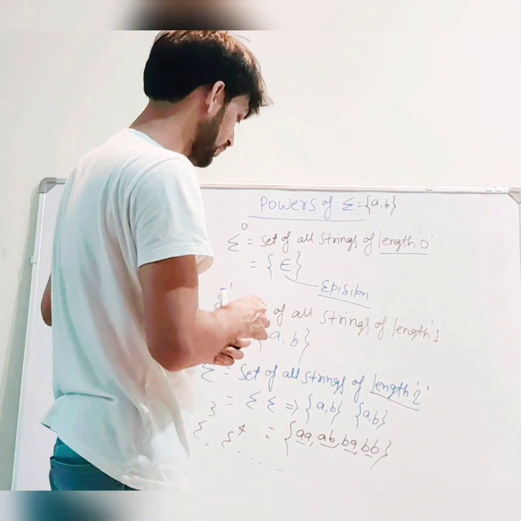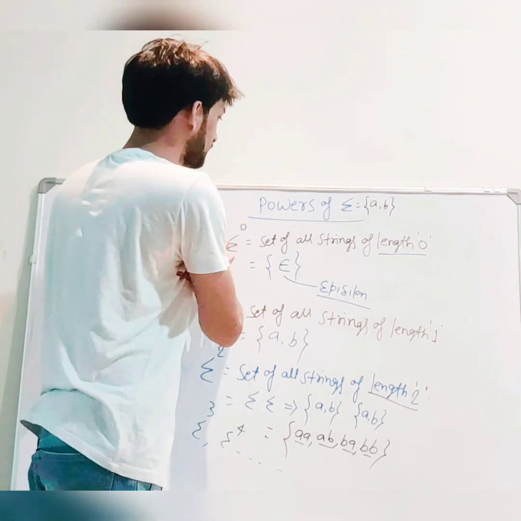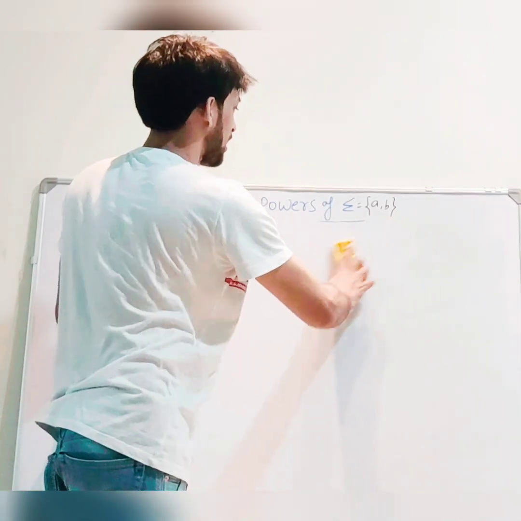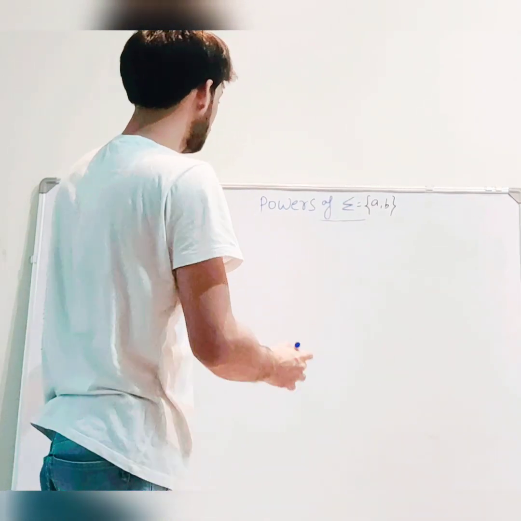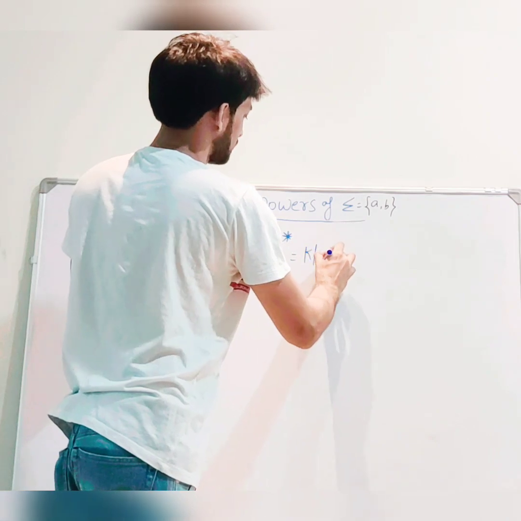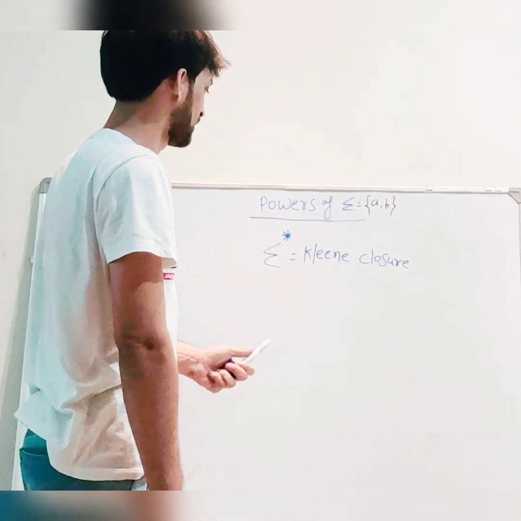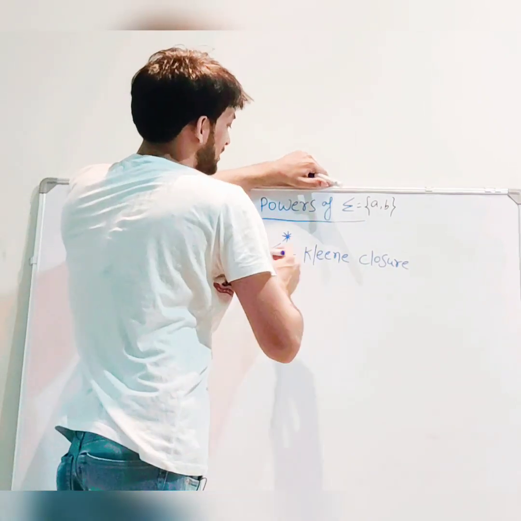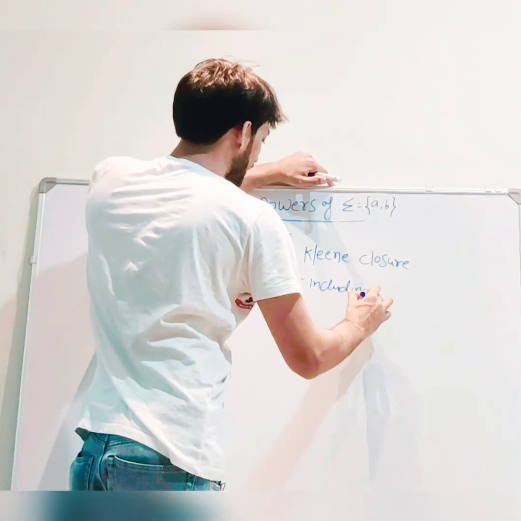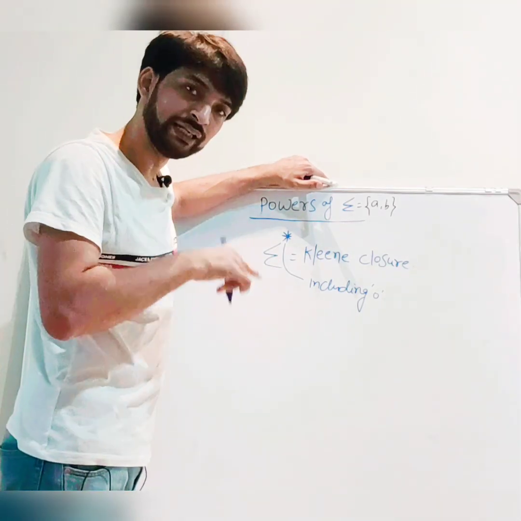Okay, but I want to find out sigma star. Okay, make a note of it. I want to make sigma star over this same alphabet. Sigma star is also called Kleene closure. What is it called? Kleene closure. Okay. So what does it mean? Sigma star means in place of the star we can put any number including 0, which means we can put here 0, 1, 2, 3, 4, and so on. We can put any number including 0.